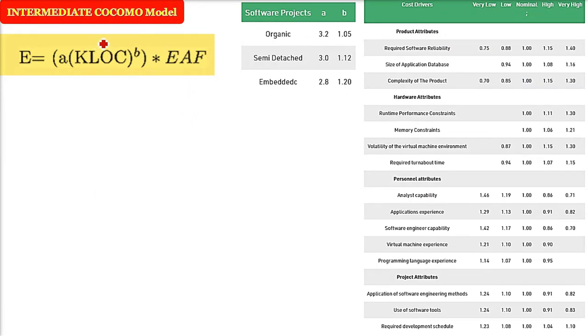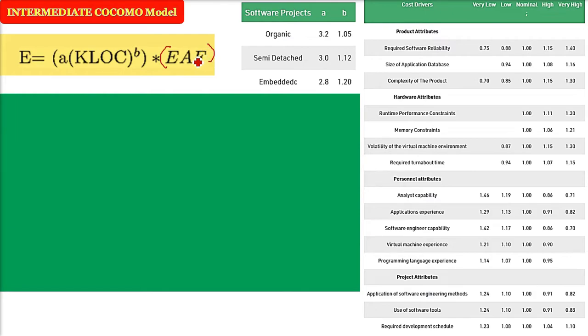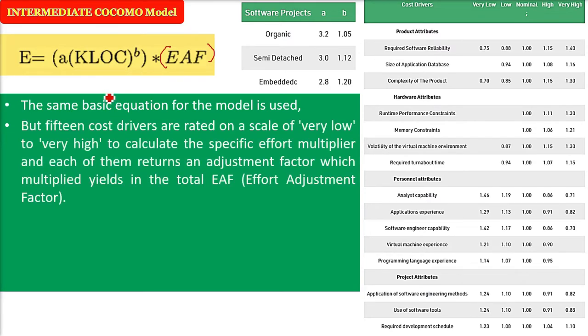Intermediate COCOMO model. Now in this intermediate COCOMO model, the basic core of COCOMO remains the same. Only because of the change in technology and other aspects, one more aspect has come in, which is EAF. This is the adjustment factor that has been added, or multiplied, here. So the same basic equation of the basic COCOMO model is used.